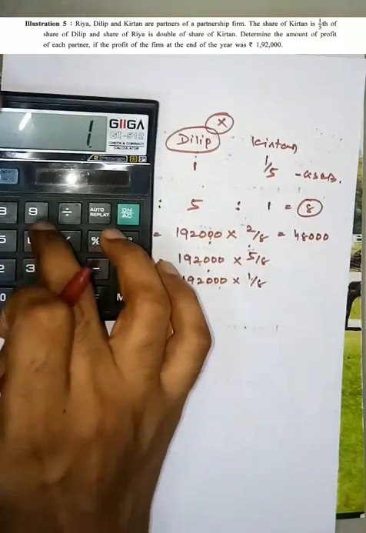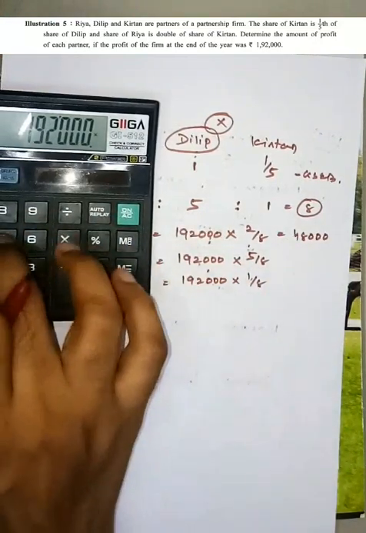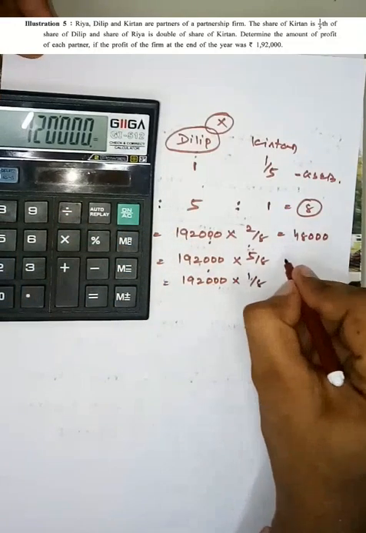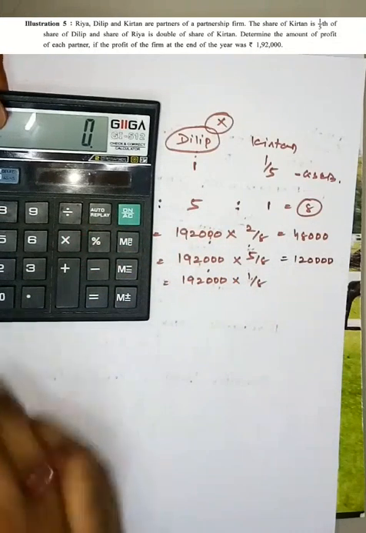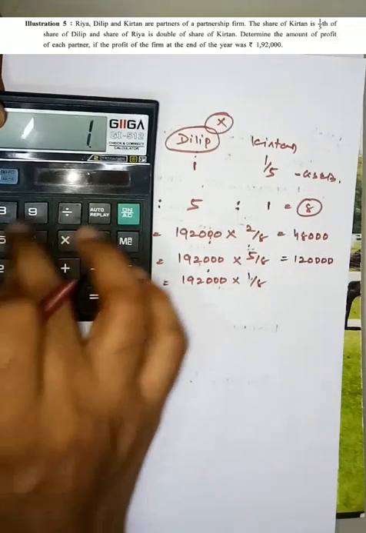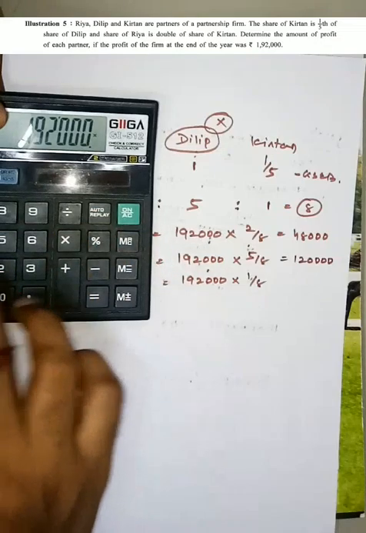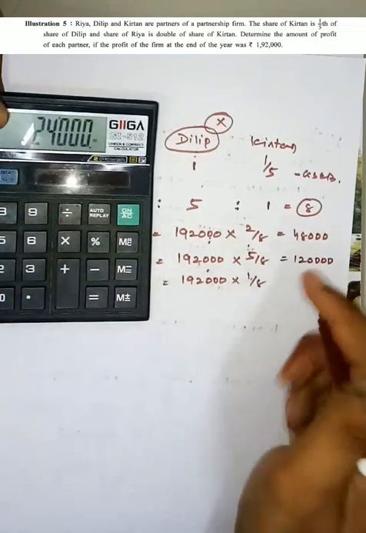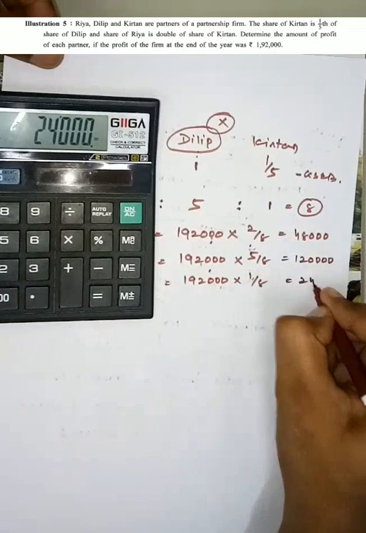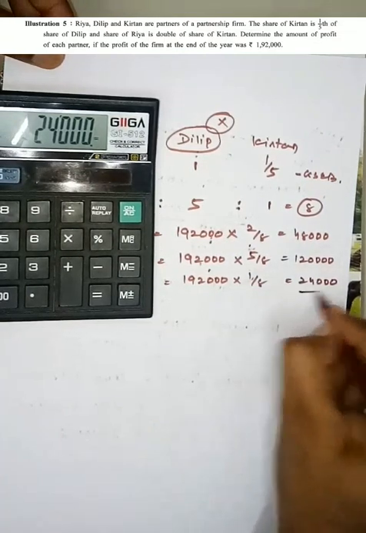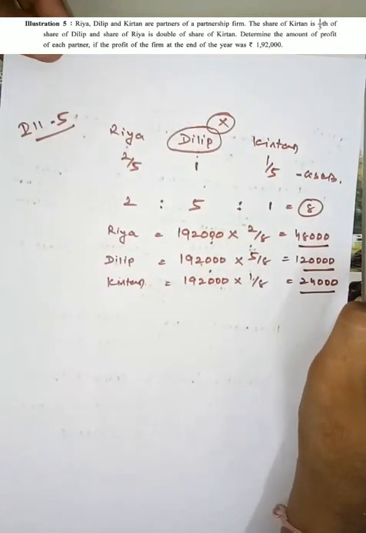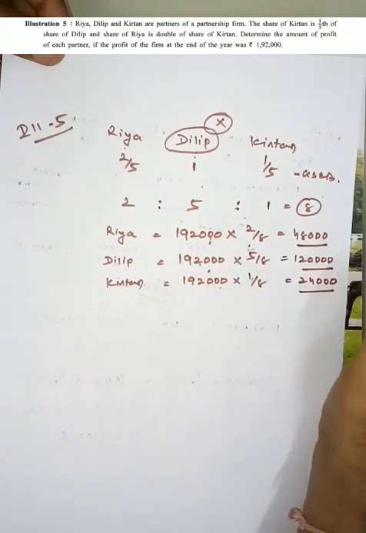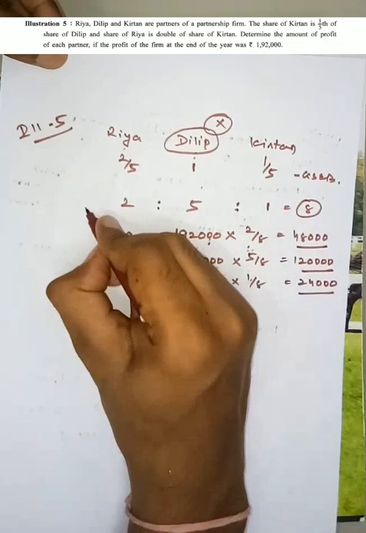Then 1,92,000 multiplied by 5 divided by 8 is 1,20,000. And third, the profit of Kirtan is 1,92,000 multiplied by 1 divided by 8. So the answer will become 24,000. So this is the answer. Riya will get 48,000 as a profit, Dilip will get 1,20,000 as a profit, and Kirtan will get 24,000 as a profit. Follow this method.